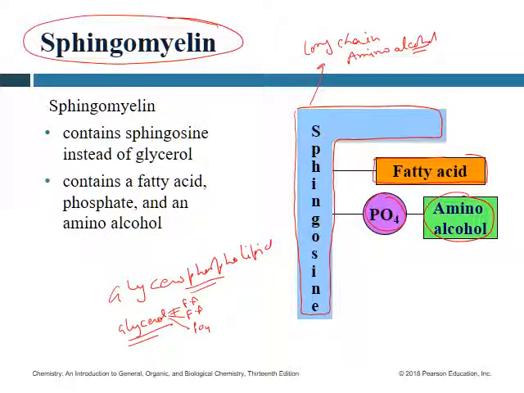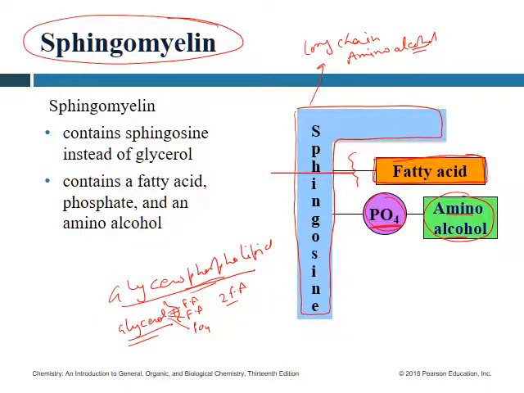Whereas in sphingomyelin you have the fatty acid, only one fatty acid, right? And the third one is still attached with phosphate and amino alcohol. So if you do hydrolysis of this sphingomyelin, how many fatty acids can you get? Only one. Whereas in glycerophospholipid you can get two fatty acids after breaking the bond, after doing the hydrolysis reaction, right?